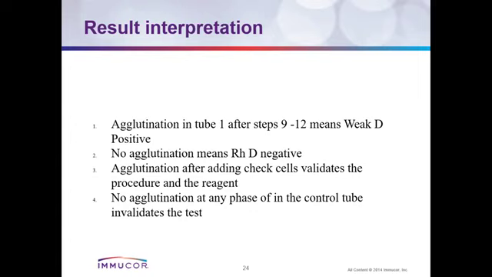Agglutination after adding check cells validates your procedure and the reagent. If there is no agglutination, you need to repeat this. It means your procedure was invalid. And no agglutination at any phase in the control tube invalidates the test. Okay, because remember, you're using a non-control. So if there is no agglutination, then there is a problem with that. So you need to start afresh.